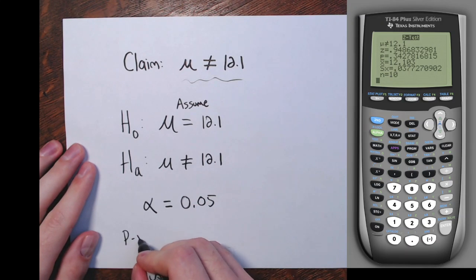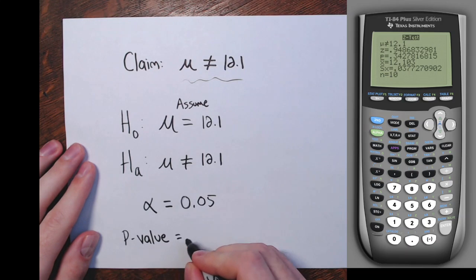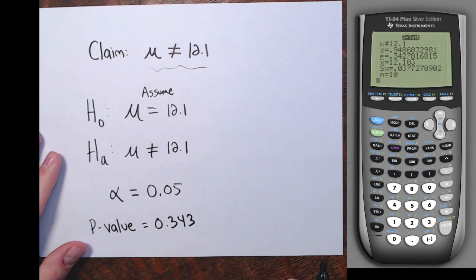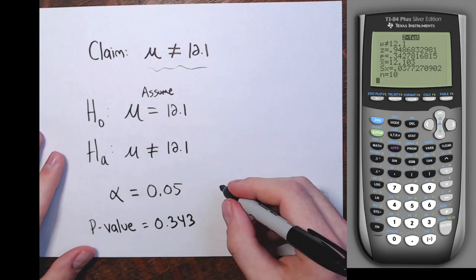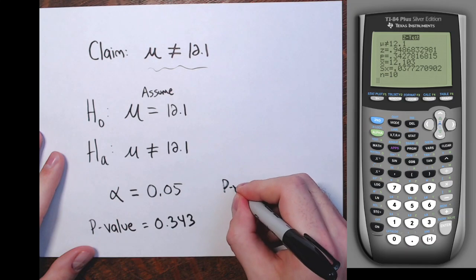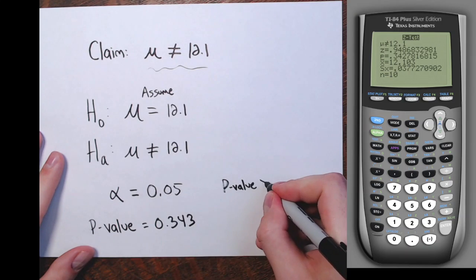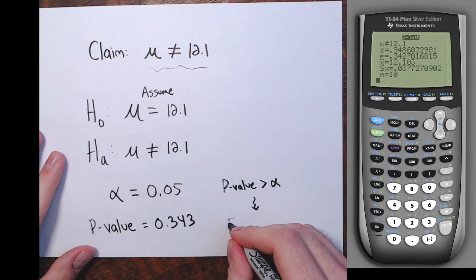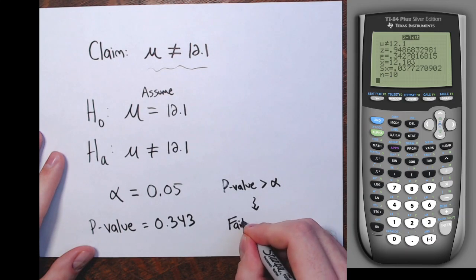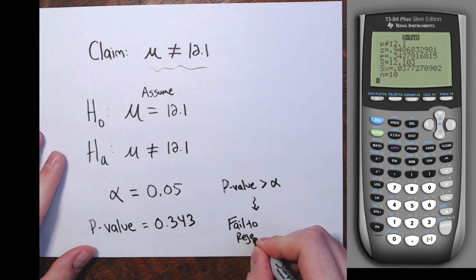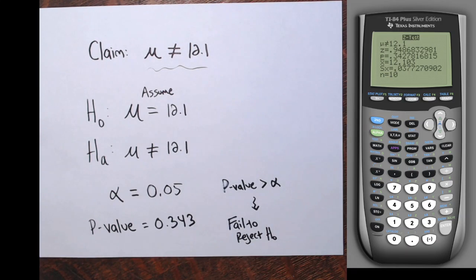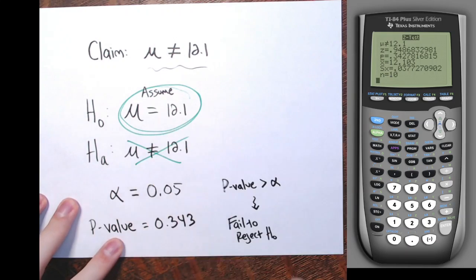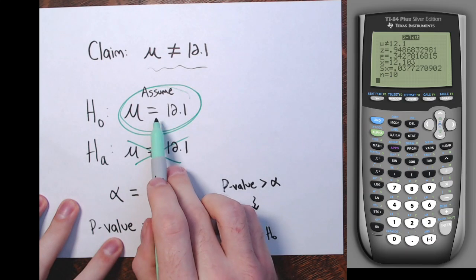Now they tell us here from the calculator output the p-value is 0.343. And when you're doing this p-value method, you compare the p-value to the significance level. Well, the p-value is clearly greater than alpha. Remember, when that's the case, you do not reject, you fail to reject the null hypothesis. So that means we're keeping this and not supporting this. We're not rejecting the null.